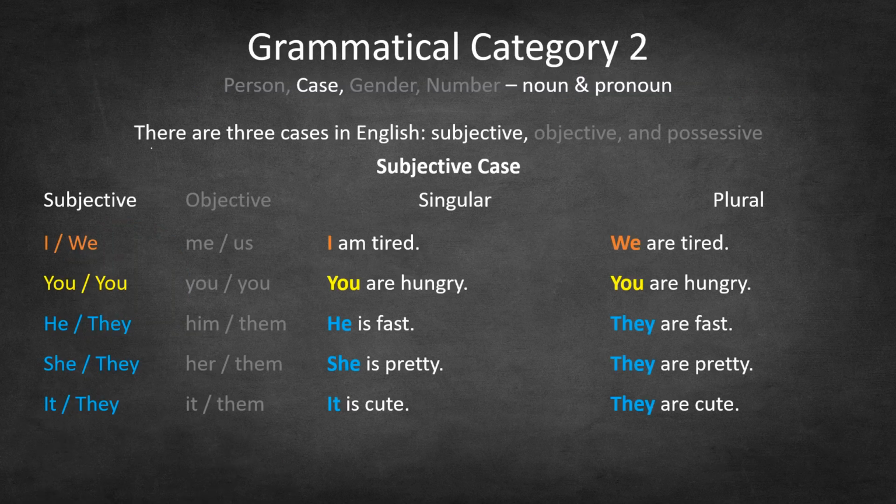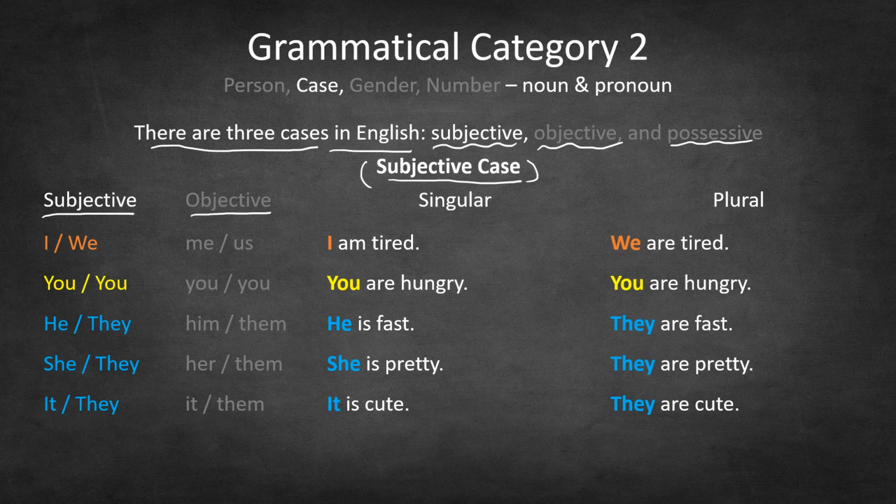Okay, there are three cases in English. First one, subjective, and objective, and possessive. Here, we are going to think about subjective case only. Okay, this is subjective and this is objective. We are going to think about this a little bit later.